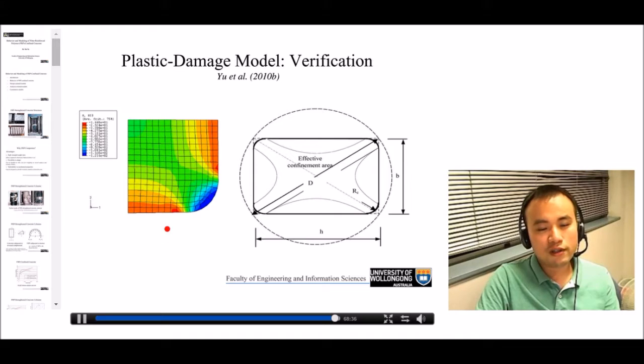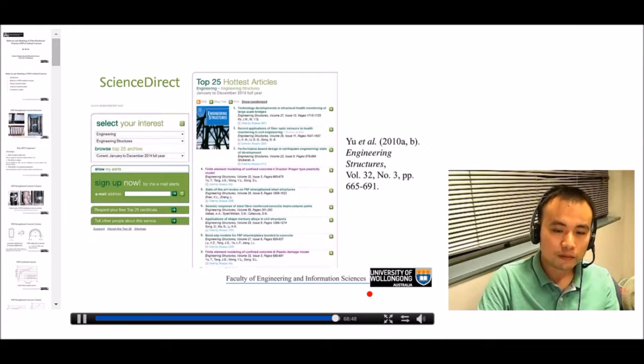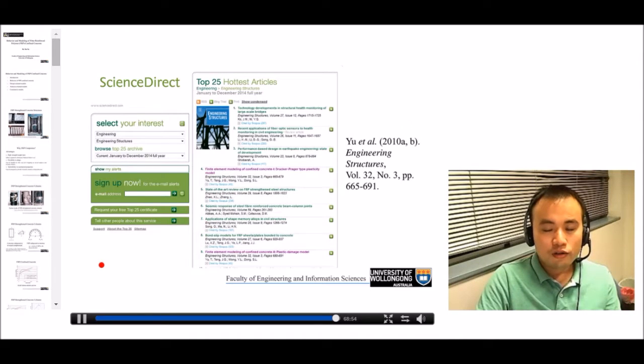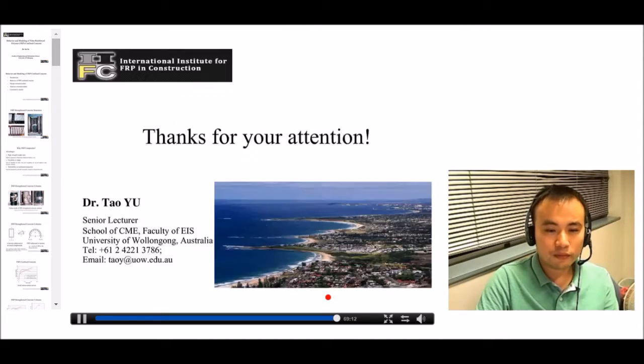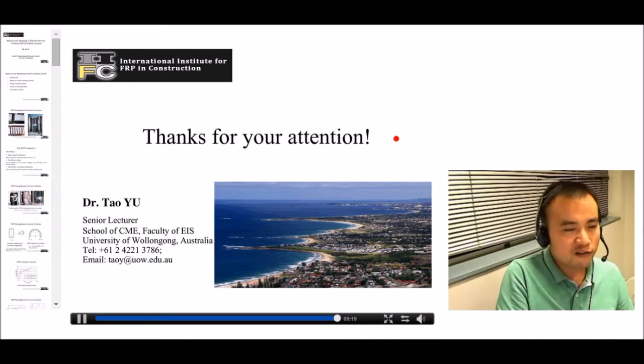This also offers the opportunity for us to further refine or improve the performance of these design models based on these more sophisticated finite element models. Because of time, I only have a brief discussion of the two types of constitutive models. If you are interested to know more details, you can find my two papers published in Engineering Structures in 2010. Alright, that's all for my presentation. Thank you very much for your attention.